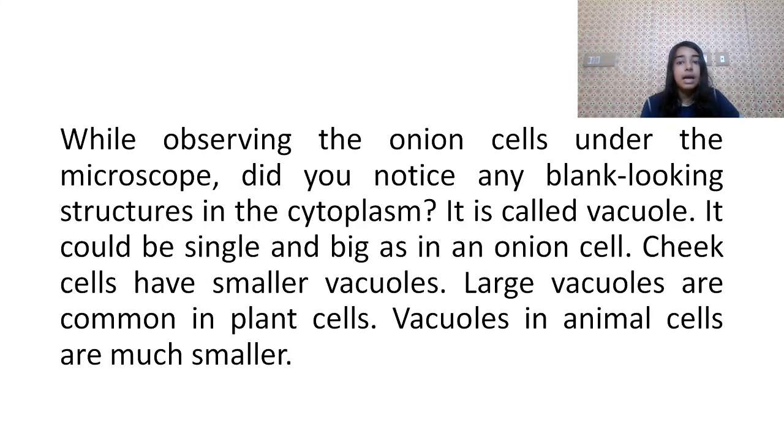While observing the onion cell under the microscope, did you notice any clear looking structure in the cytoplasm? It is called a vacuole. It could be single and big as in an onion cell. Cheek cells have smaller vacuoles. Large vacuoles are common in plant cells. Vacuoles in animal cells are much smaller.